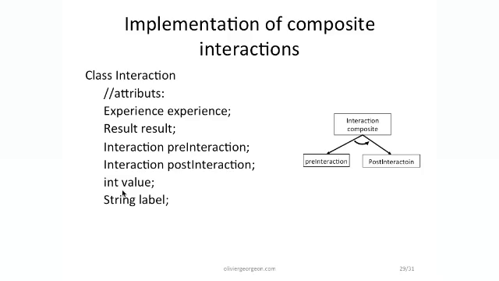So last time we already had interactions that had an experience, a result, and a value. So we'll add two attributes, the pre-interaction and the post-interaction, to design composite interactions that are made of a sequence of a pre-interaction followed by a post-interaction. So this will allow us to organize them hierarchically. But so far we are only doing one level of composite interaction, but we prepare the ground for learning higher level.